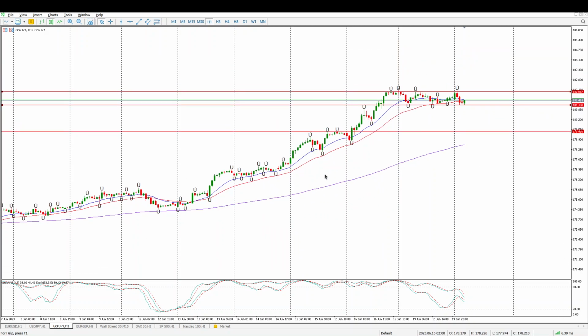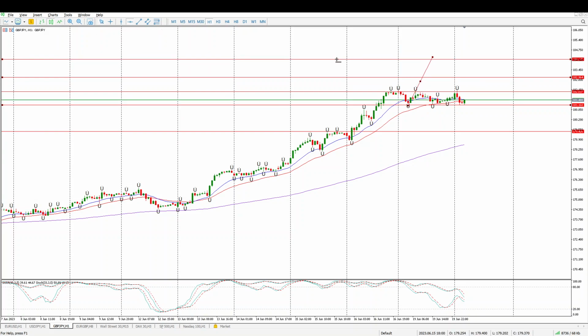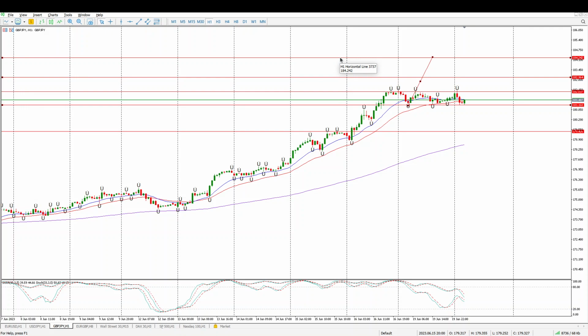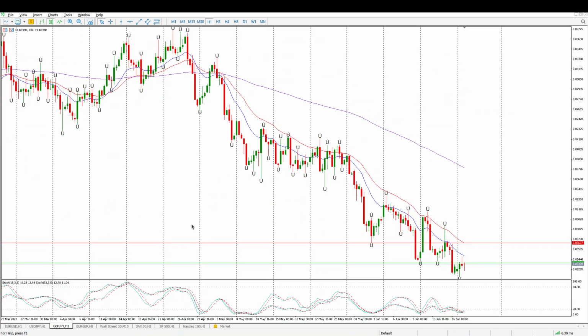I think that would be more of a swing trade than anything else, because there's two targets here. So the first one is going to be like this. That will probably be the range height. That's the first one. So it'll be 182.964. And the second one, which is probably what is going to be more likely, is that move there, which would take you to around 184.242.